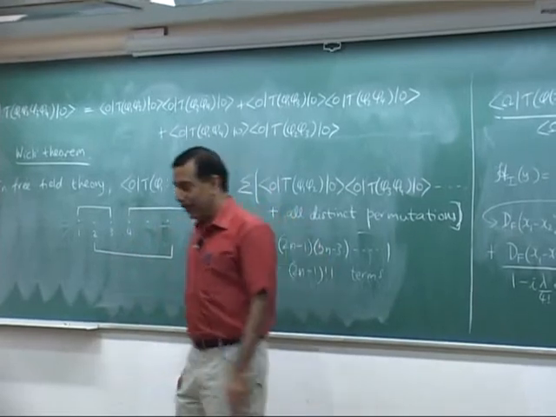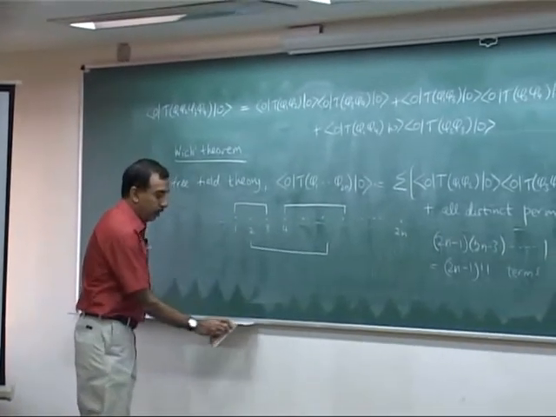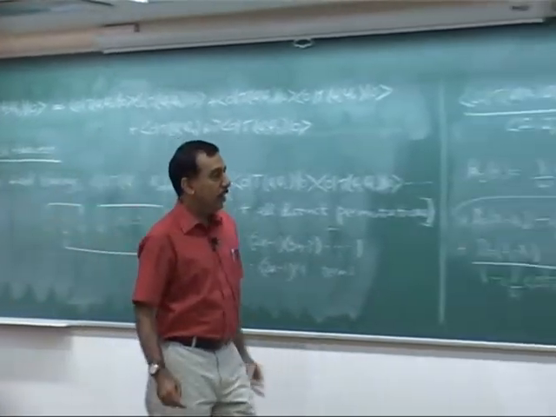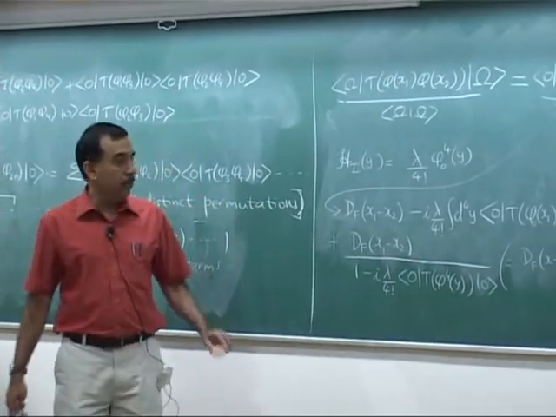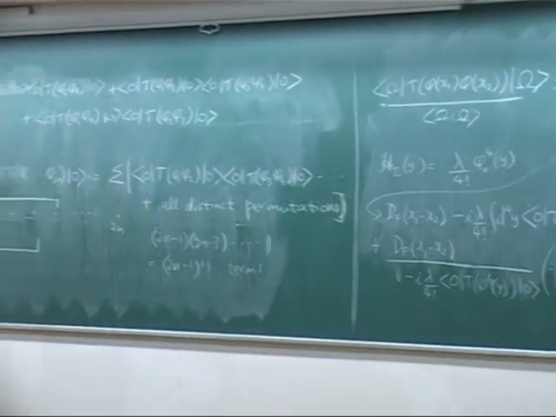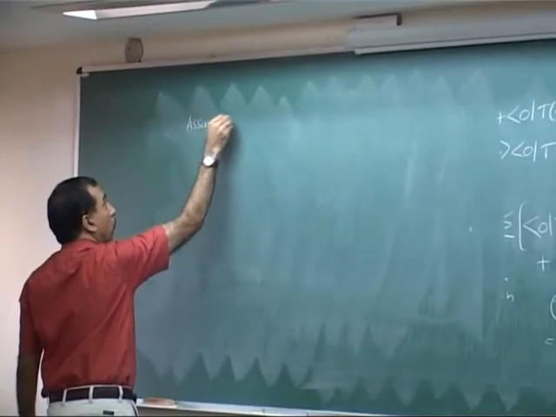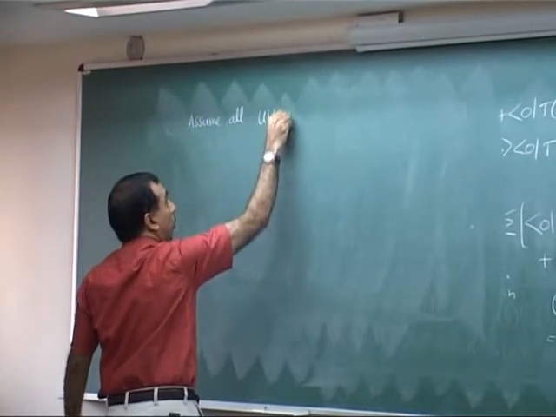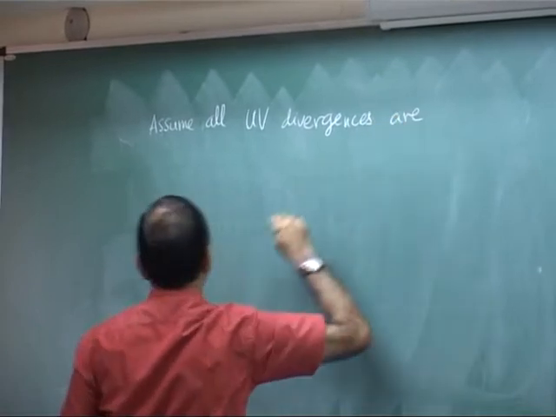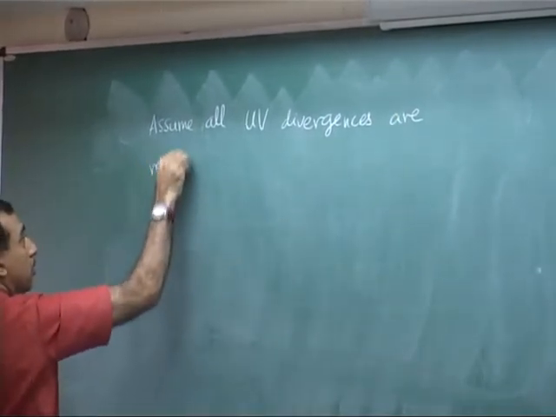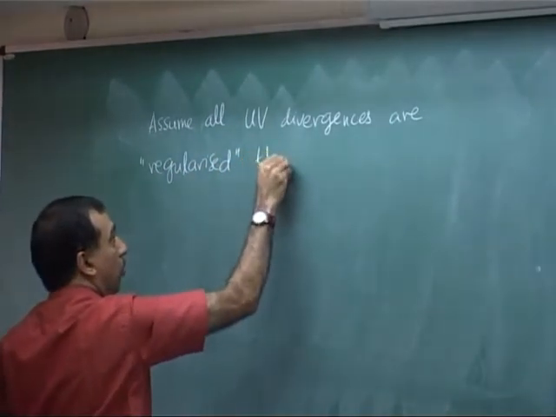Now, the interesting thing is, you're completely right, it's going to be infinite. But if you're worried, in that case, why am I justified in taking low order in lambda? That can be answered by a very simple prescription which is there in field theory always, which is the following. Assume all ultraviolet divergences are regularized through a cutoff.